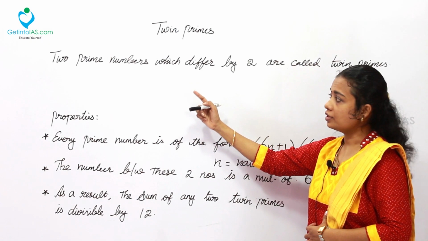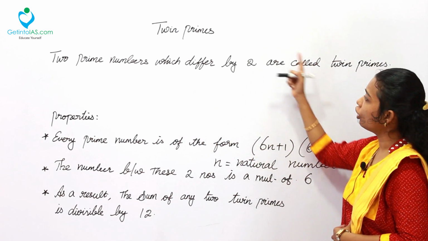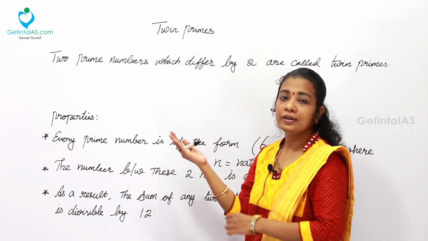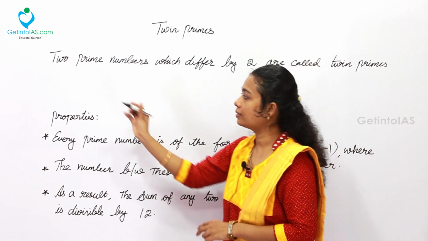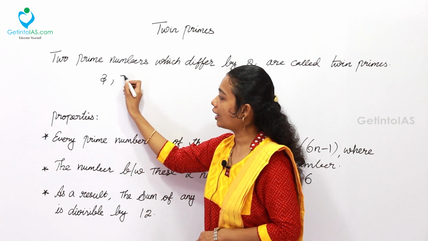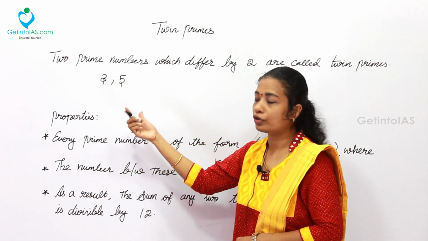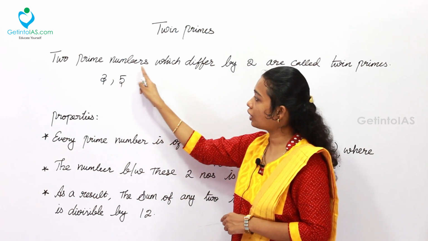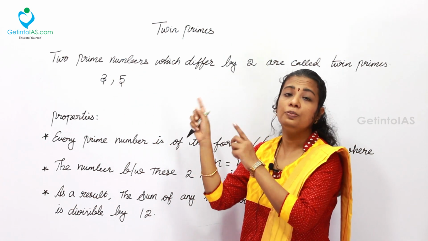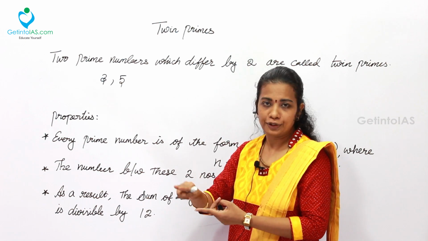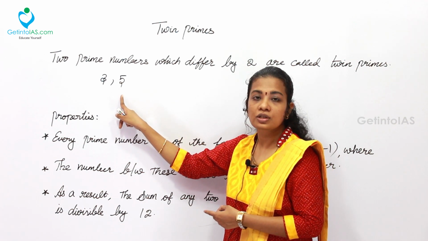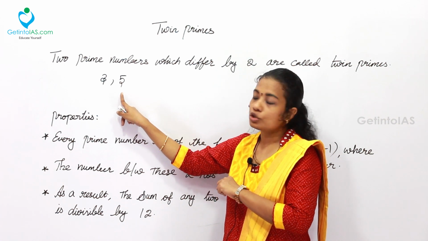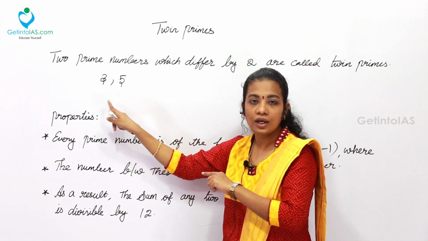Two prime numbers which differ by 2 are called twin primes. So here, from the list of prime numbers, 3 and 5 differ by 2. The difference between those 2 numbers should be 2 and both numbers are prime, so we can call them twin primes. One such set is 3 and 5.